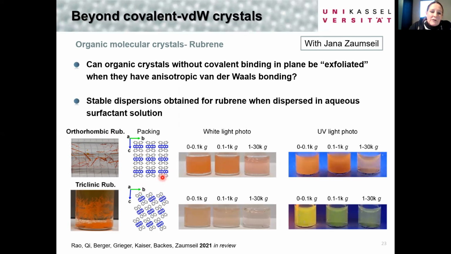Then we subjected these crystals to liquid phase exfoliation by bath sonication in aqueous surfactant solution. And as you can see, we observed colloidally stable dispersions. So this is the UV light photos. There you see that in the case of triclinic rubrene, you even get quite strong photoluminescence from the rubrene molecules here. Here again, the different numbers stand for different size-selected fractions. We didn't want to focus on the size selection, but rather use this as a sort of purification.